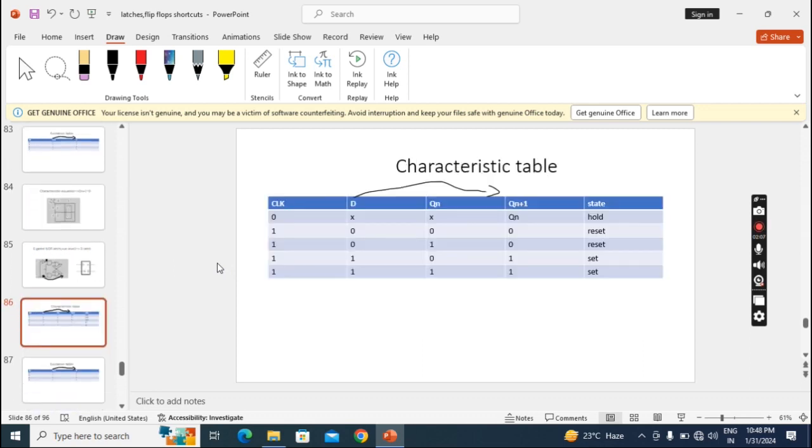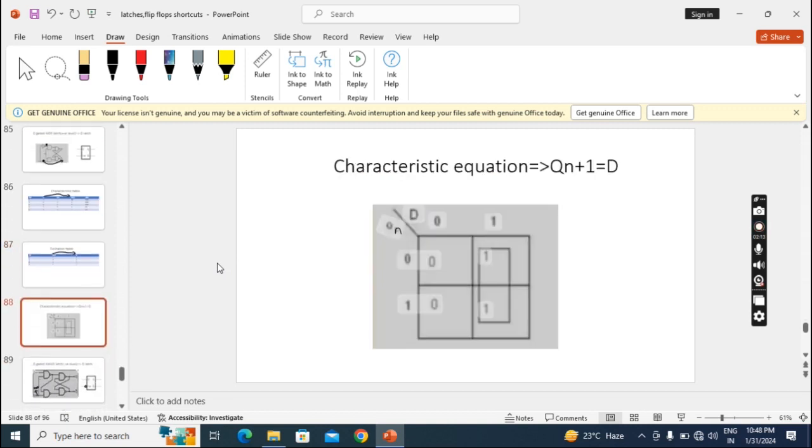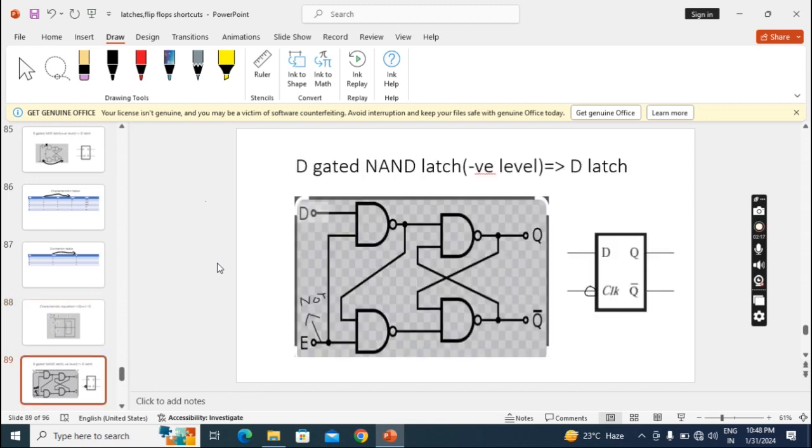Now the characteristic table will be same as the previous. Excitation table will be same as previous. Characteristic equation also will be same as previous. Now we'll see with NAND negative level. Negative level means you just here have to connect an inverter. In the symbol you have to keep a bubble here.